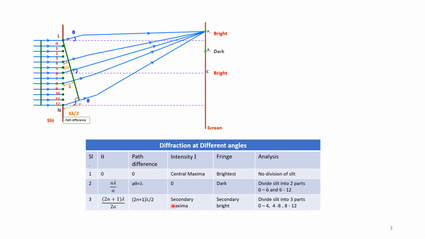Therefore, here secondary maxima will happen. That means the upper part 0 to 4 gets cancelled with 4 to 8, and only the lower part will be present and it converges at P2, and a secondary bright fringe will form. It will not be as bright as the central maxima, but it will be feeble. Hence, for the purpose of analysis, we are dividing the slit into 3 parts.